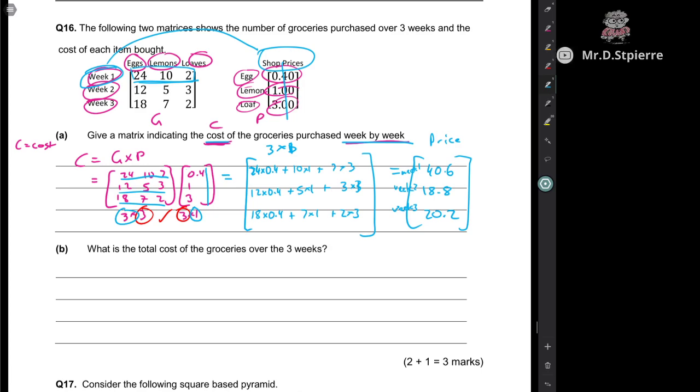That's how you read it: you look at the name of the row from the first matrix, the name of the column from the second, and then you can apply that to the final answer, and that's what those cells are telling you. What is the total cost of the groceries over the 3 weeks? Well, we know the cost per week, so we just add them together. Total cost is equal to 40.6 plus 18.8 plus 20.2, which is equal to $79.6. So total cost is that.